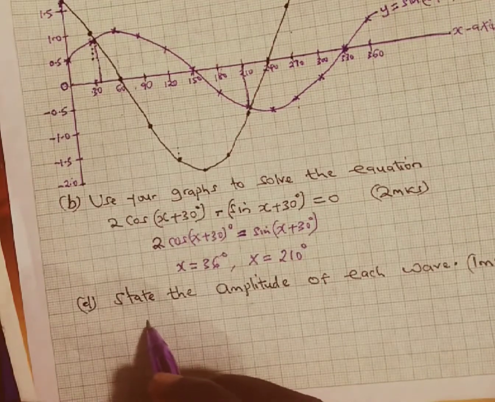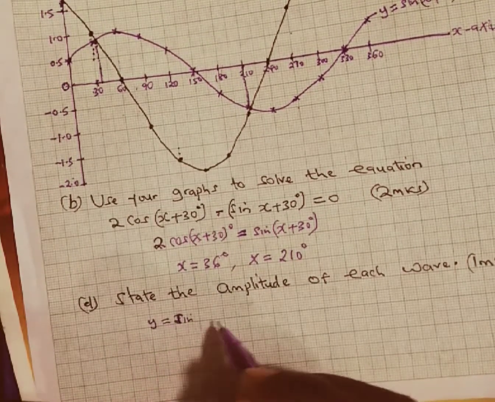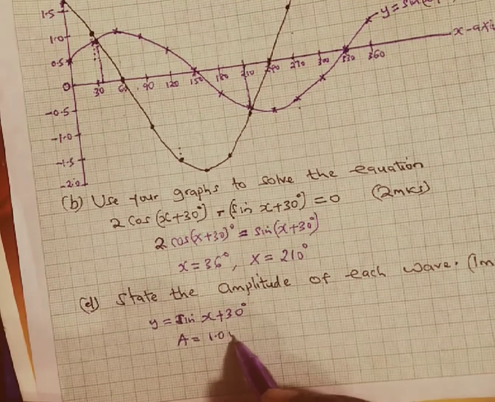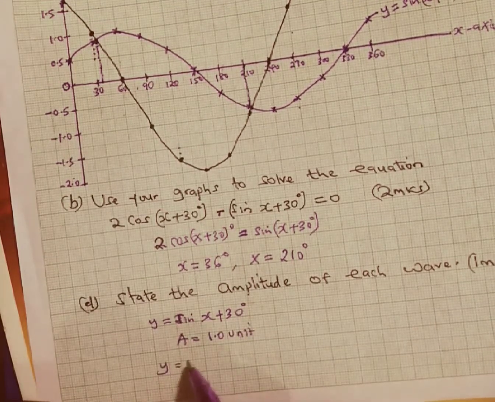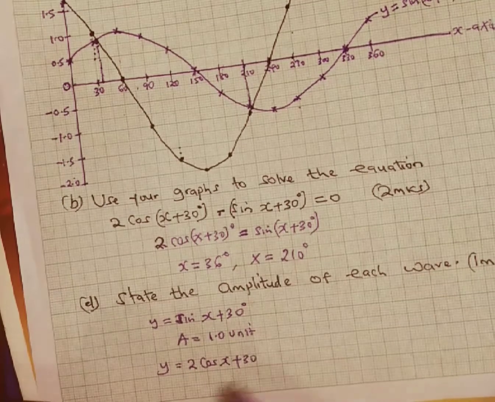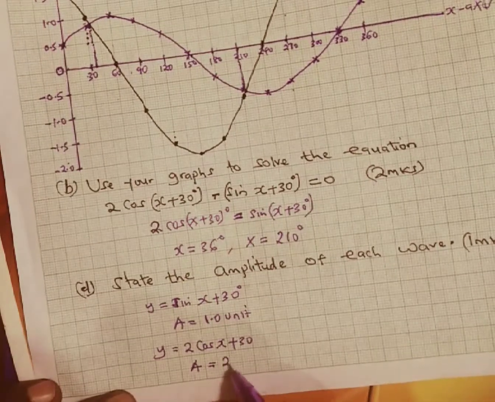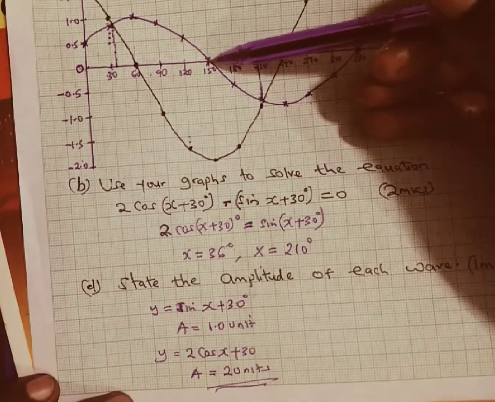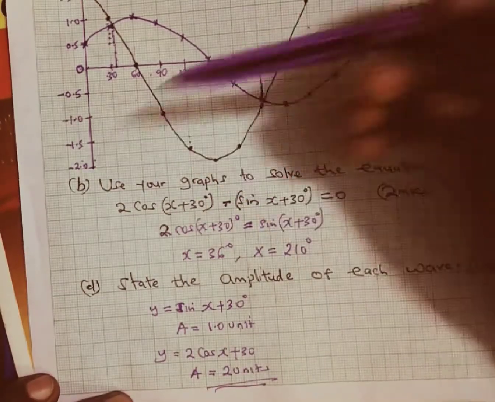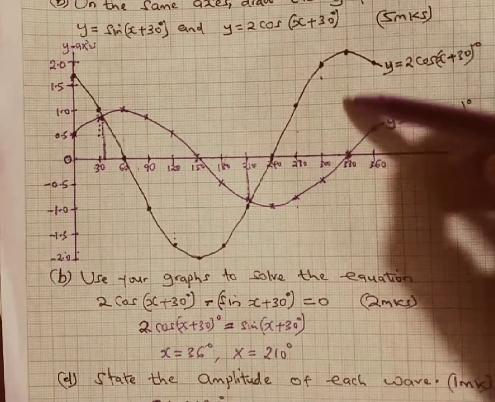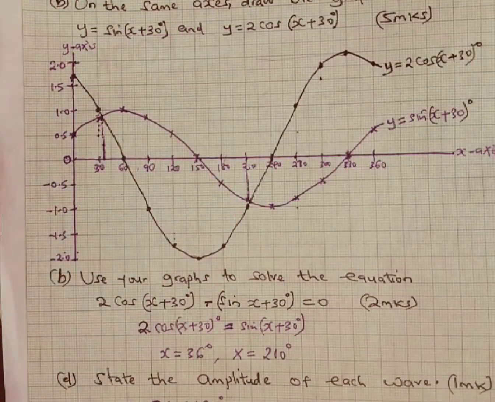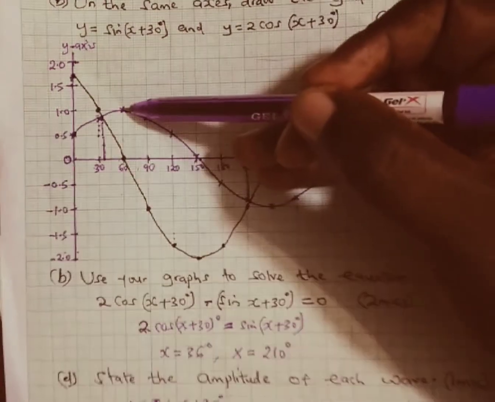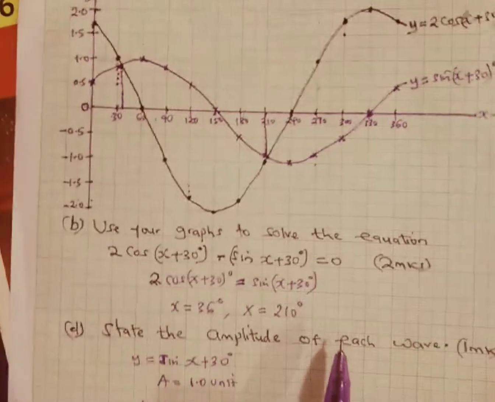So for y equals sin(x + 30) degrees, the amplitude is going to be 1 unit, and then for y equals 2 cos(x + 30), the amplitude is going to be 2 units. Where did we get the 2 units? You look at the maximum displacement of this wave here, from here to here, then you read off the value of y, which is 2, or you can also read it above from here to this point here, then you look at the y-axis, and it is going to give you the amplitude. And for the other wave, which is y equals sin x, the highest displacement of that particular wave is 1, and that is what gives us the amplitude of each.